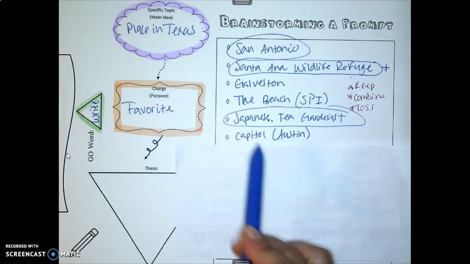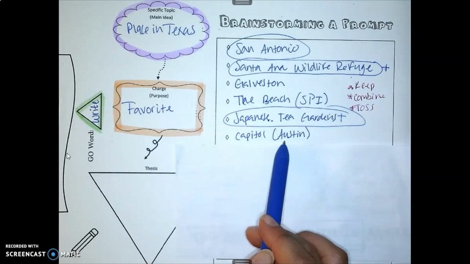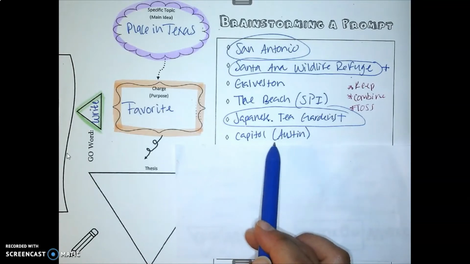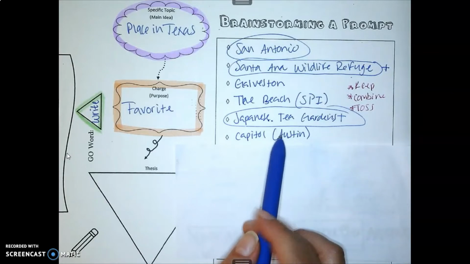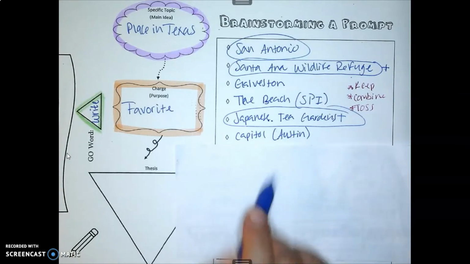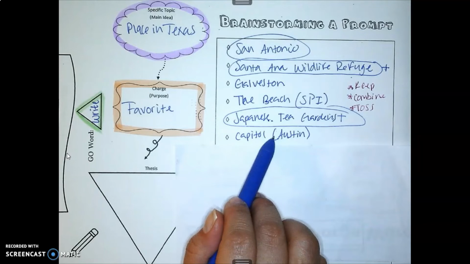The next place I talked about was the capital of Texas, Austin. There's lots of history there. There's lots of museums. There's delicious food. There's all sorts of activities to do there because it's a bigger city.